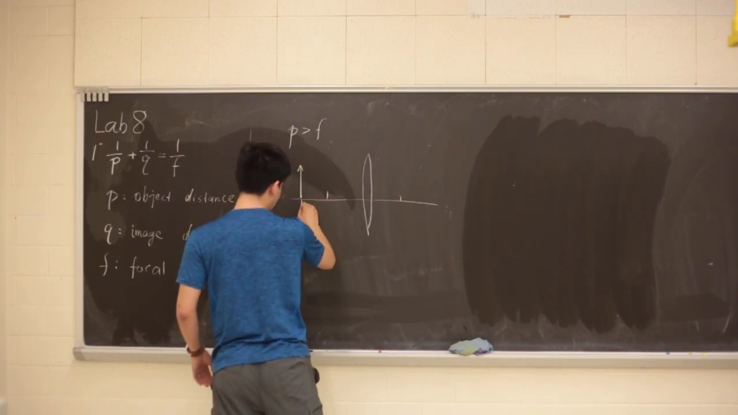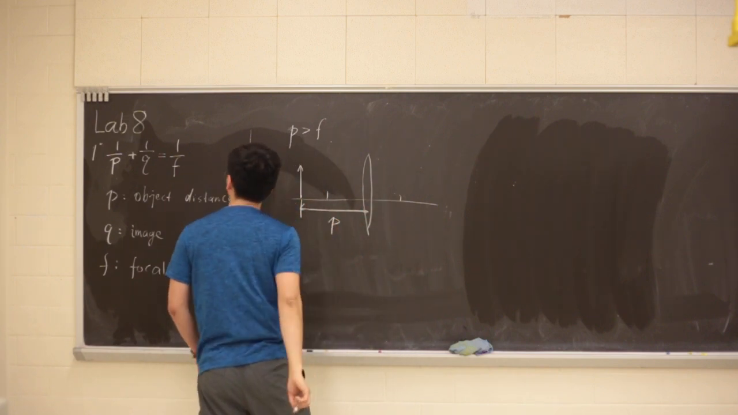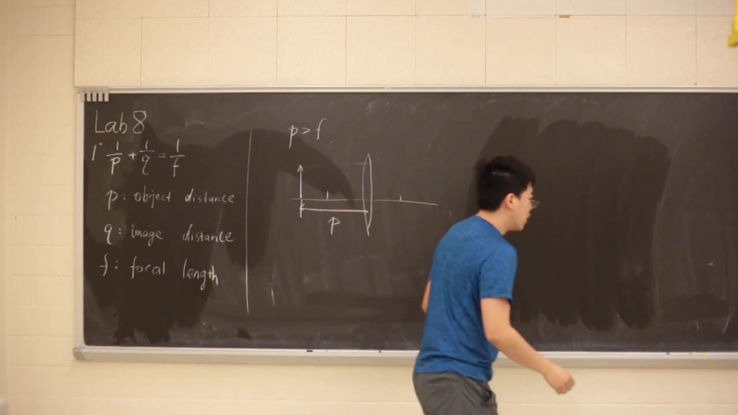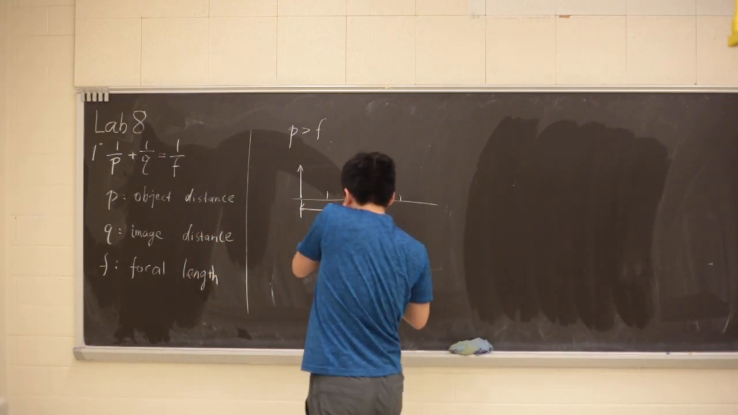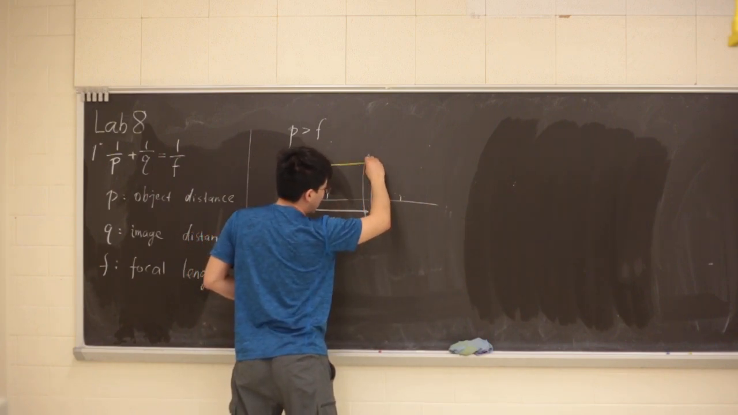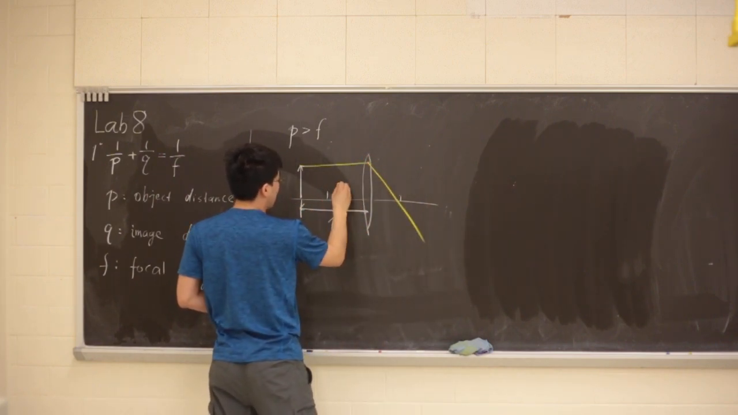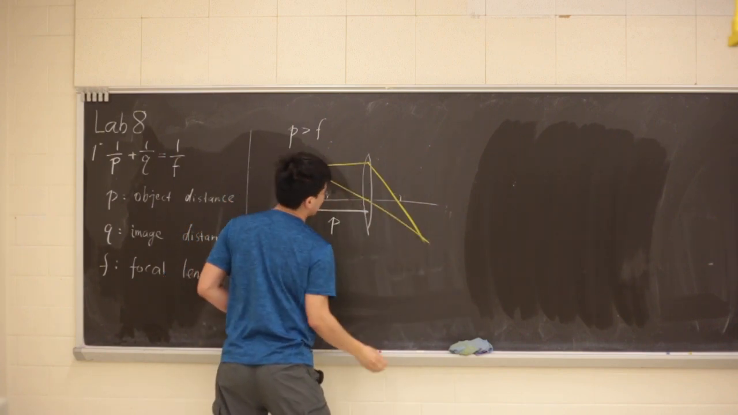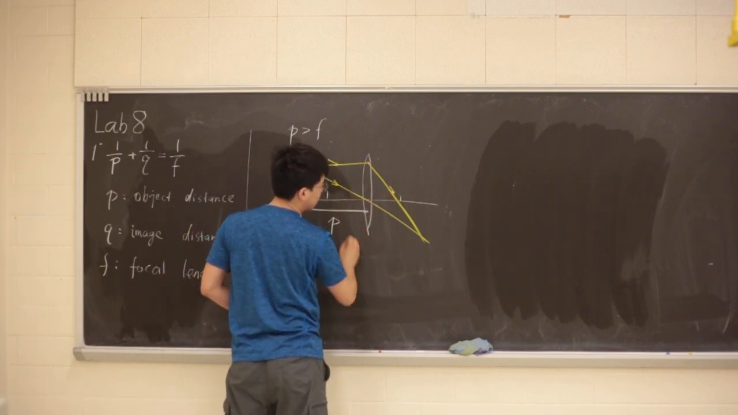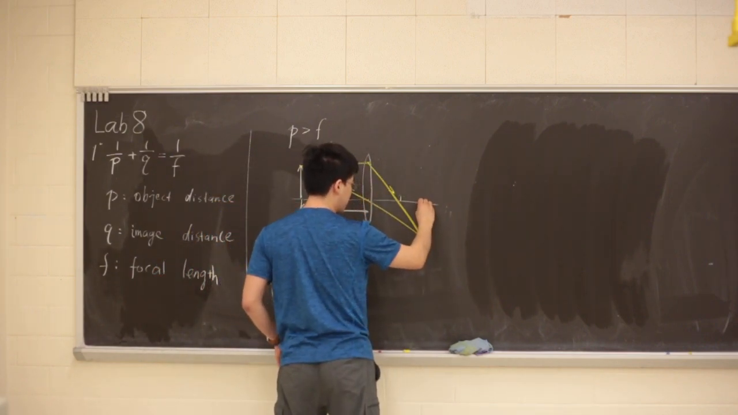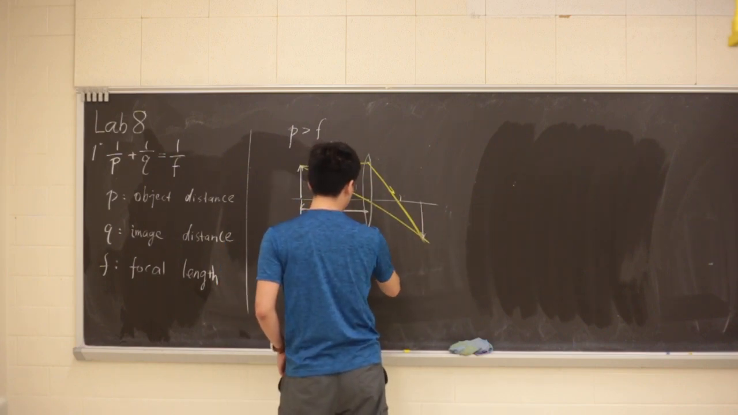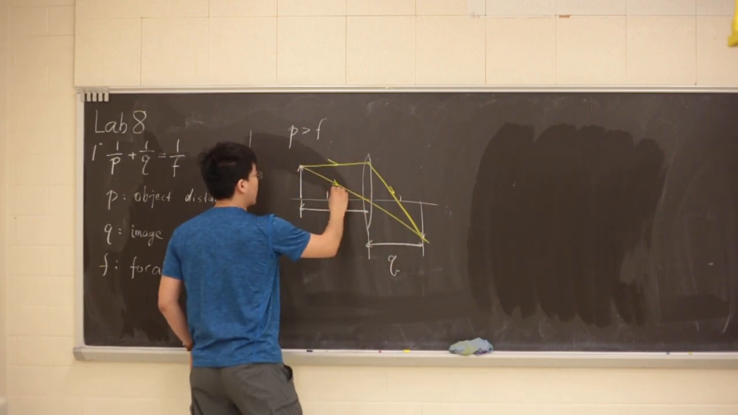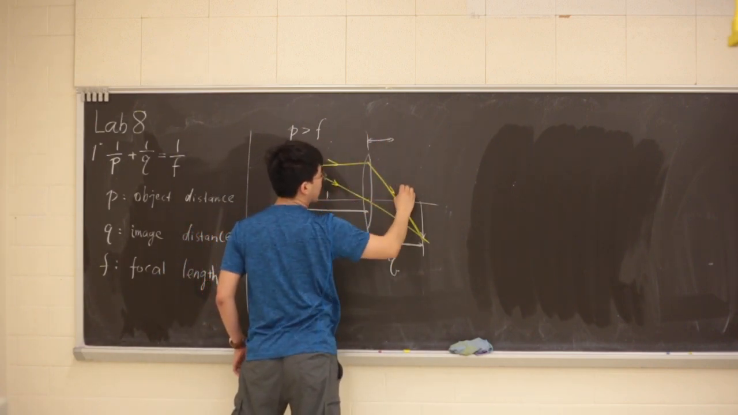That is P, the object distance. Remember how to draw the ray diagram. One ray goes parallel, then through the focal point, and another goes through the center of the lens like a straight line. And don't forget the arrow, and here is our image. That will be our image distance, Q. And that's our focal length.